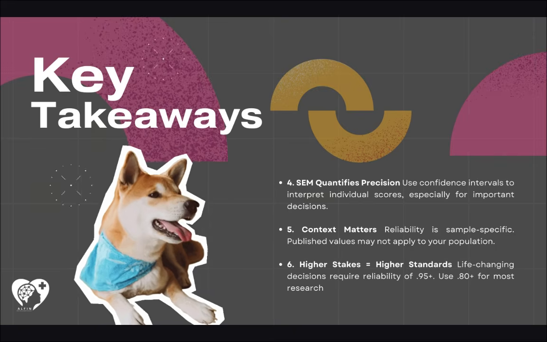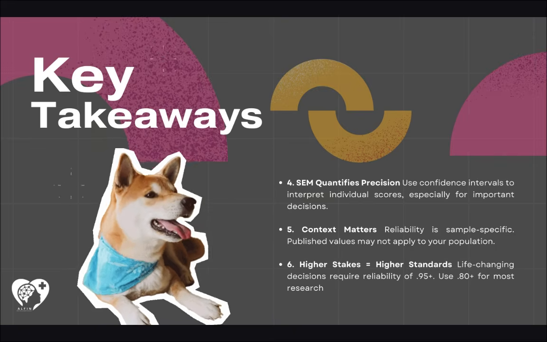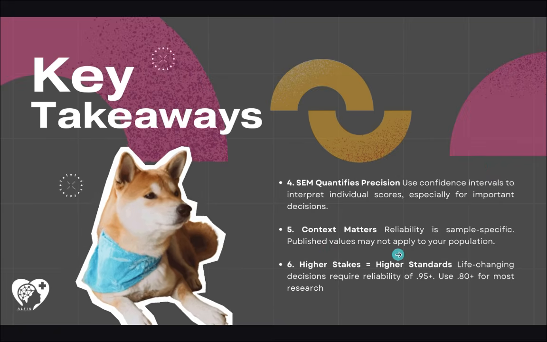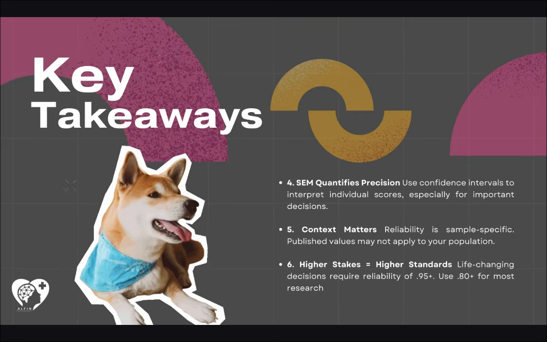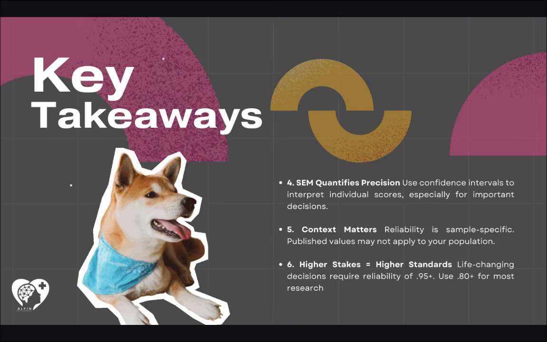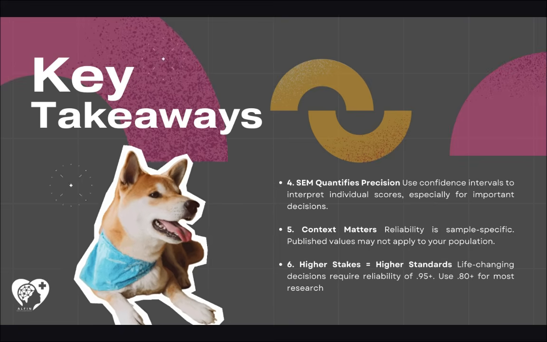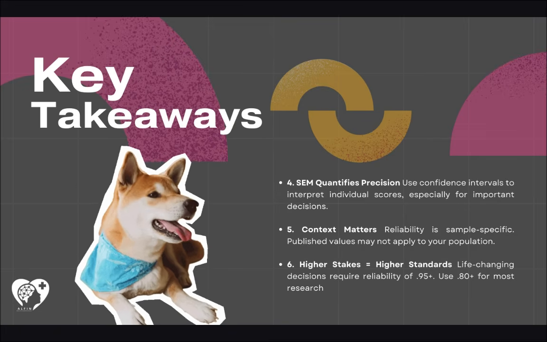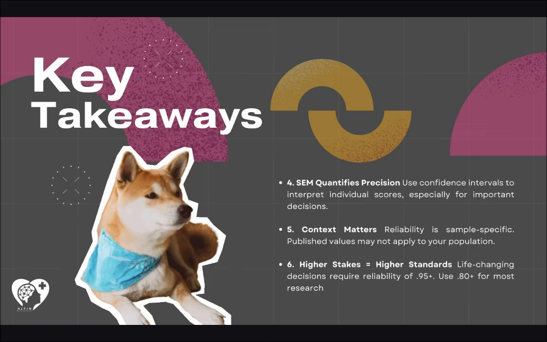And then number 5 is that context matters. Reliability is sample specific, and published values may not apply to your population. That's why, and this is very important, if you get a Western-centric tool that is normed in a Western sample, you need to redo it. You need to conduct pilot testing again if you're planning to let a Filipino sample answer that survey.